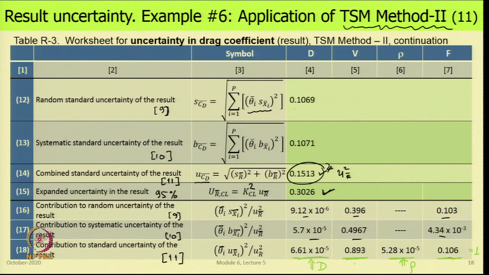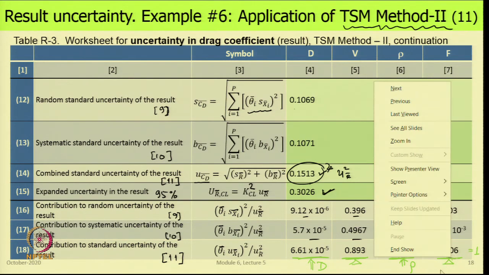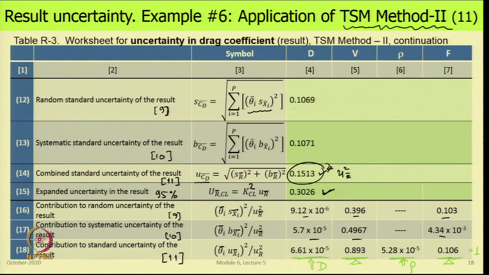Now, the other two numbers, that is what we are looking at over here, this one and this one, they are of course both much bigger than the other two, but amongst them this is about 9 times bigger than this one, 0.893, 0.106. So what it tells us is that the single biggest contributor to uncertainty in the drag coefficient is coming from the velocity measurement.